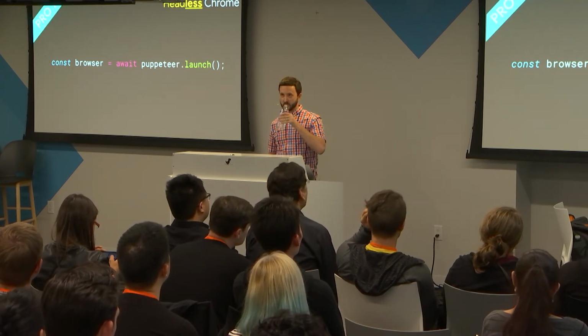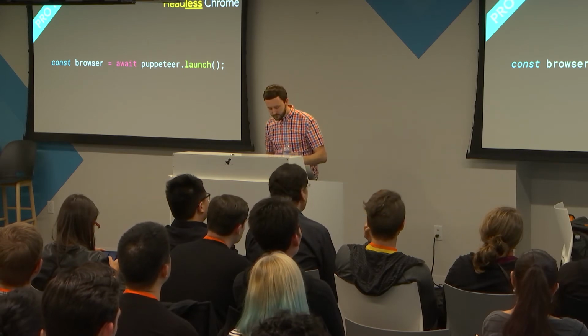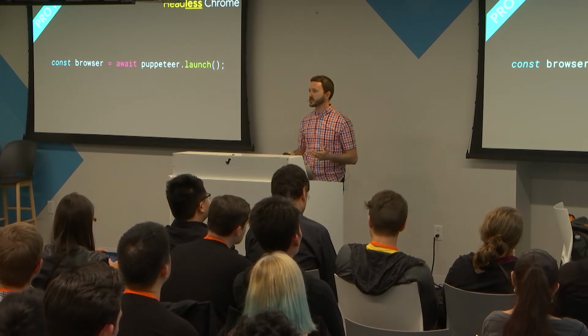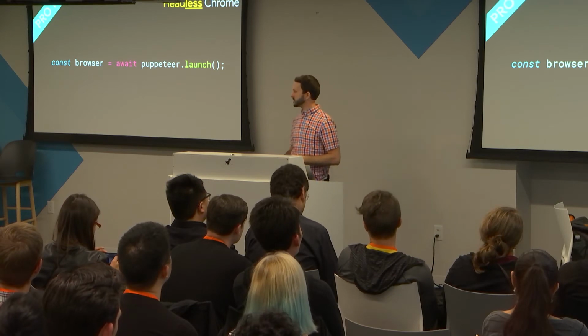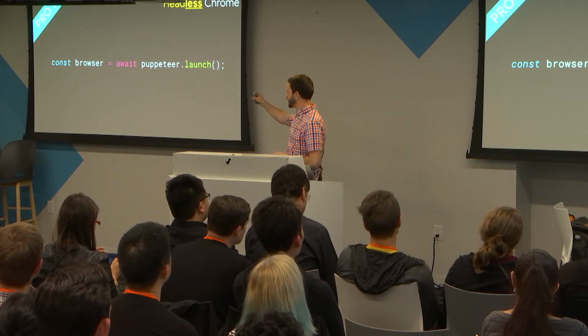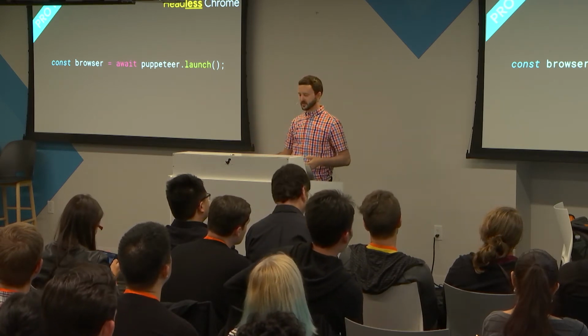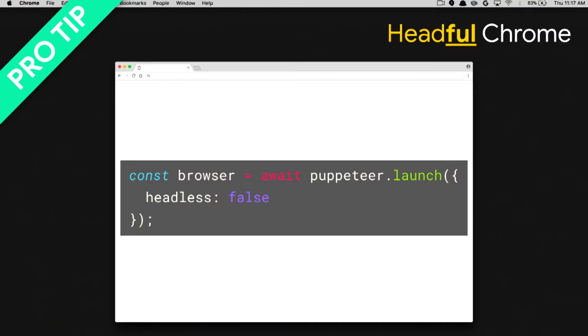So there's Headless Chrome. And this is what Puppeteer uses by default, because we think that's most useful for automated testing. And so when you call Puppeteer launch, it's going to launch Headless Chrome, and you're not going to see anything, which is totally fine. But there's also head full Chrome, so Headless Chrome and head full Chrome. And this is just normal Chrome. It's funny, head full Chrome.